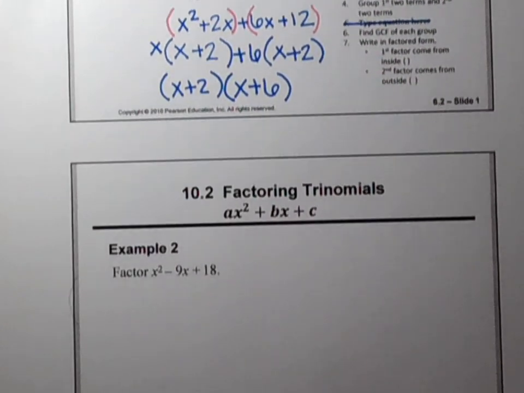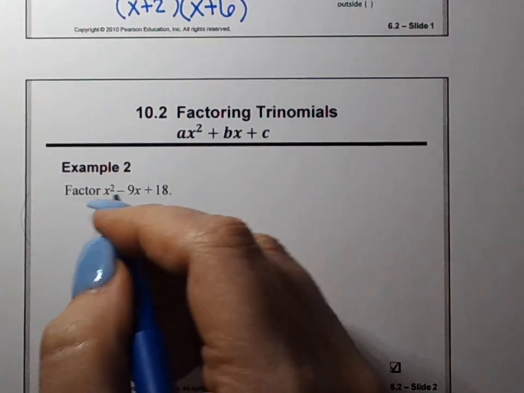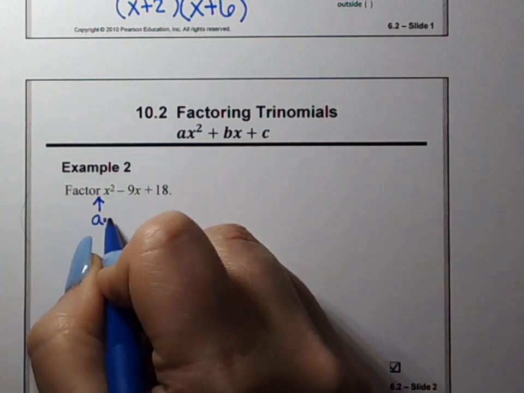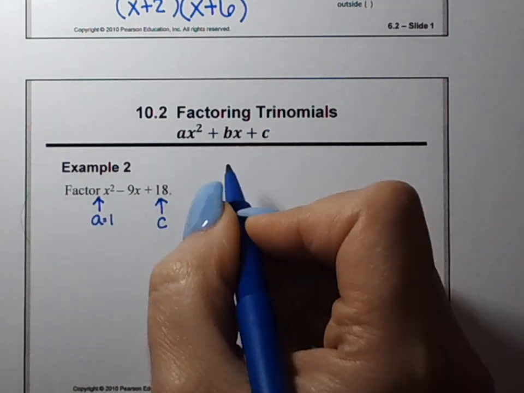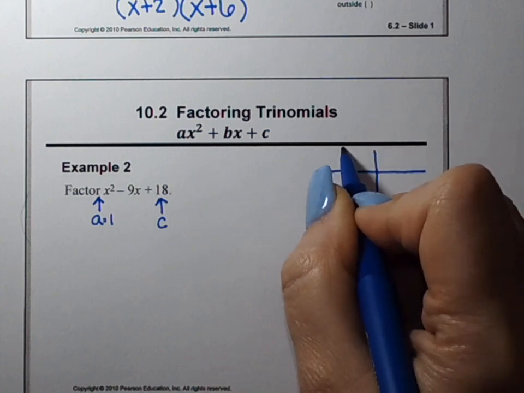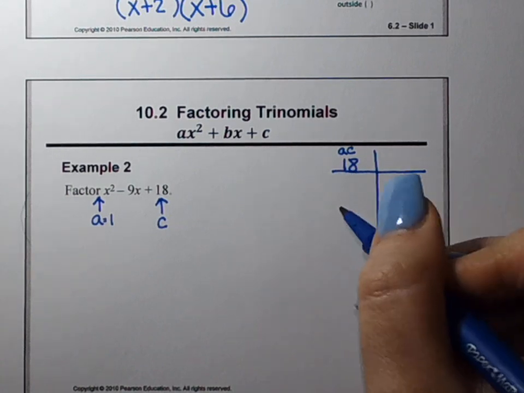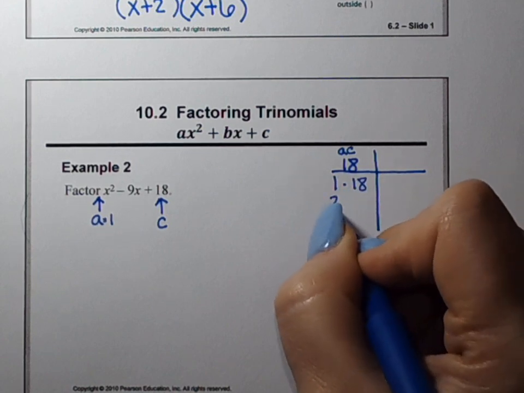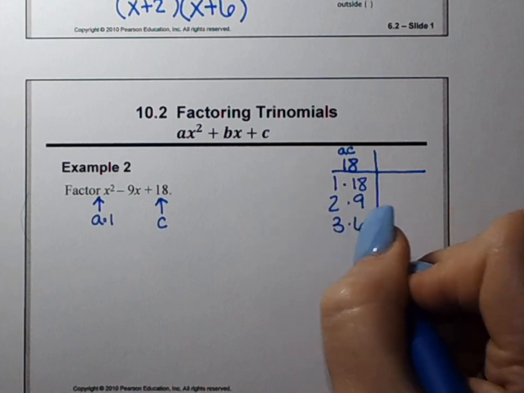Okay, so let's go down to example 2. So the first step says that we are going to multiply our a and c together. So our a here would be a 1, and then our c is 18. So a times c gives us 1 times 18, so that gives us 18. So let's go ahead and write out our factors of 18. So we've got 1 times 18, 2 times 9, and 3 times 6.